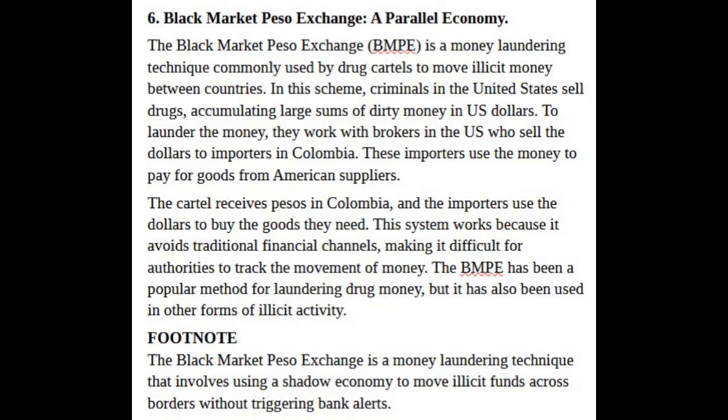This system works because it avoids traditional financial channels, making it difficult for authorities to track the movement of money. The BMPE has been a popular method for laundering drug money, but it has also been used in other forms of illicit activity. Footnote: the black market peso exchange is a money laundering technique that involves using a shadow economy to move illicit funds across borders without triggering bank alerts.